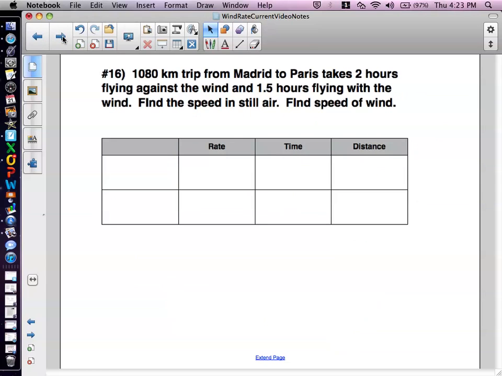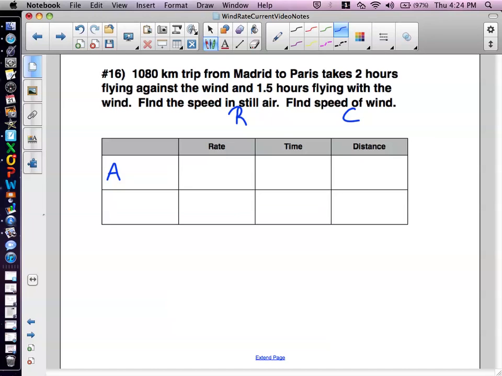Okay, number 16. A 1,080 kilometer trip from Madrid to Paris takes 2 hours flying against the wind and 1.5 hours flying with the wind. Find the speed in still air, so that's finding my R, and then find the speed of the wind, and that's the current. So this is fairly simple.